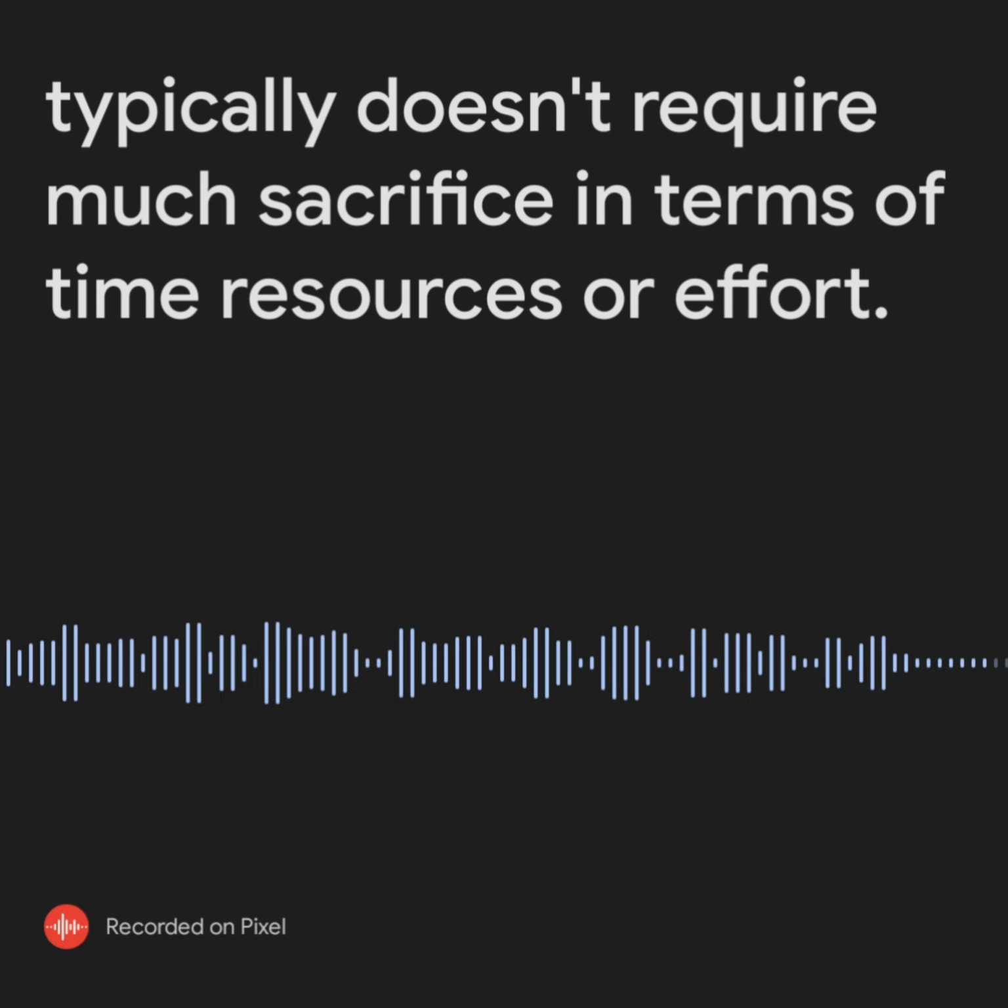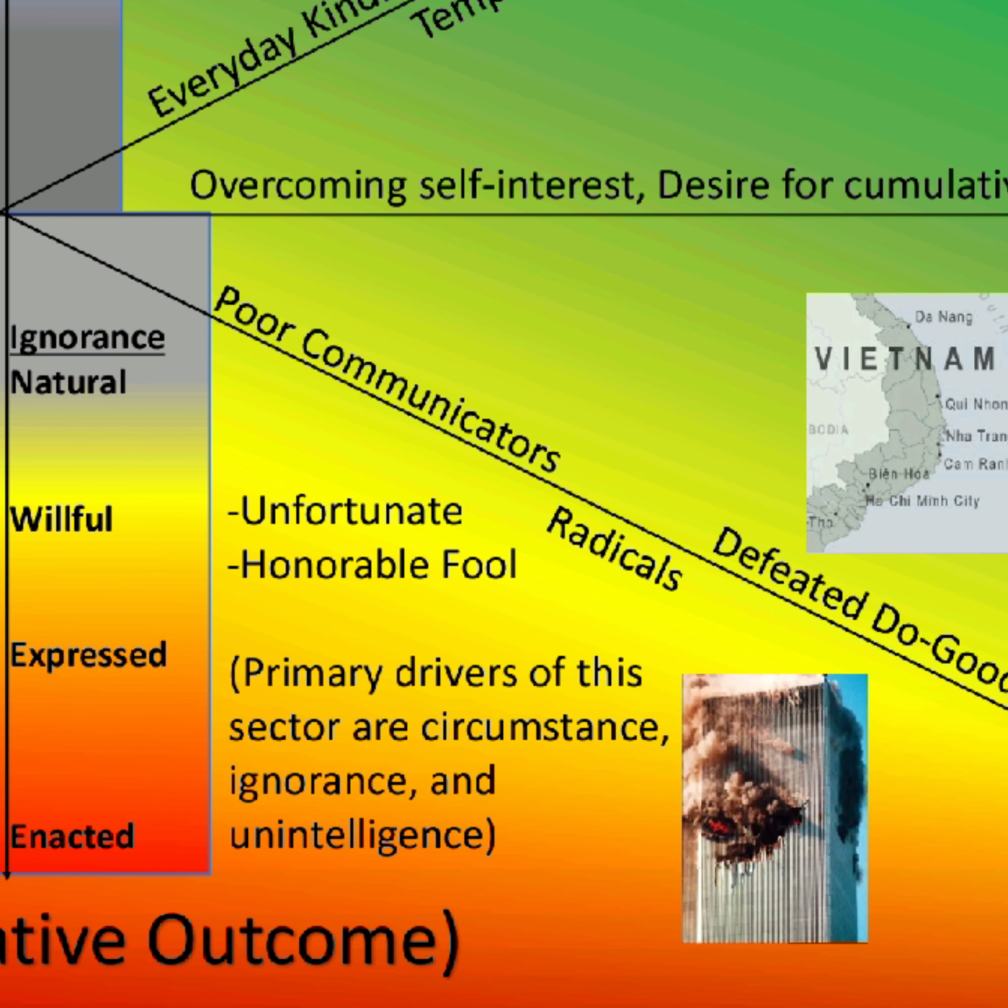The bottom right sector represents those with good intentions, such as unfortunate people or honorable fools, who fail to achieve positive results due to either unfortunate circumstances, ignorance, or unintelligence. This sector was actually the most difficult of all the sectors for me to map out because the labels applied to the diagonal arrow actually have a wide range of capacity to harm society.